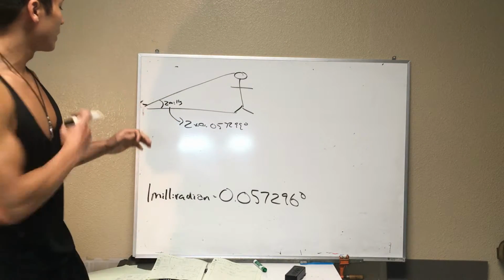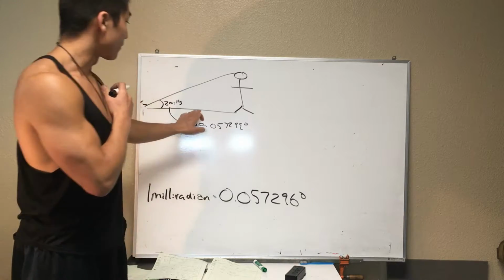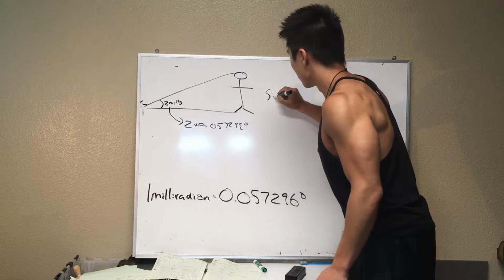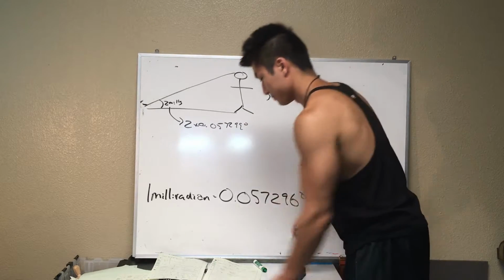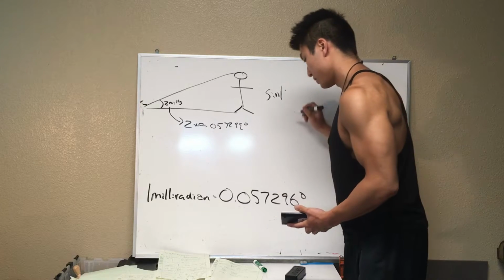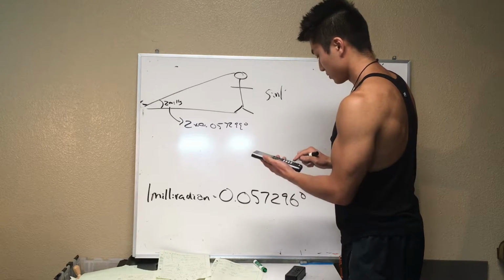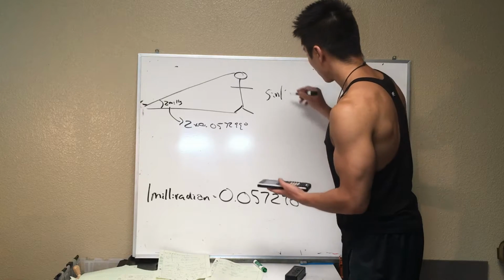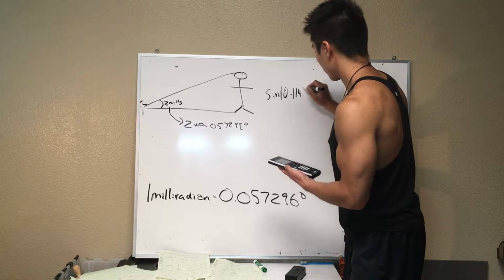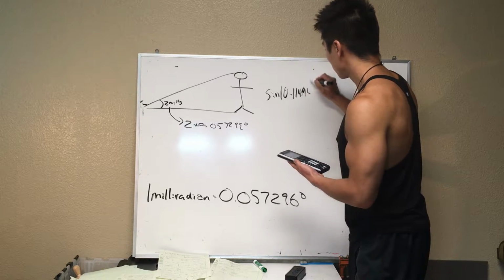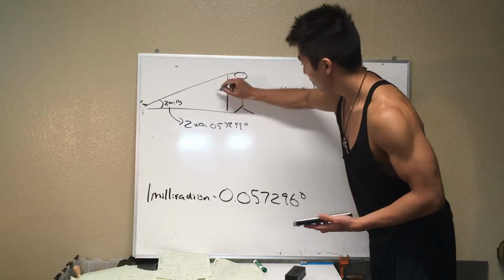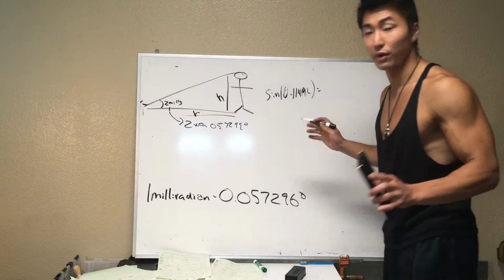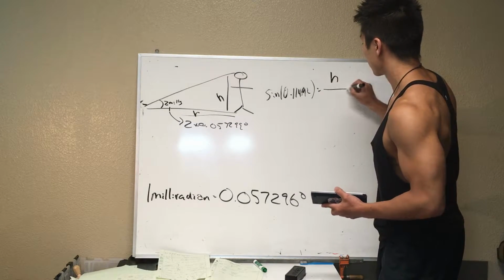And so to find the range, all we're going to do is sine. So let me put that in my calculator real quick. 0.11459 equals the height, and this is the range, or our radius is going to be h over r.